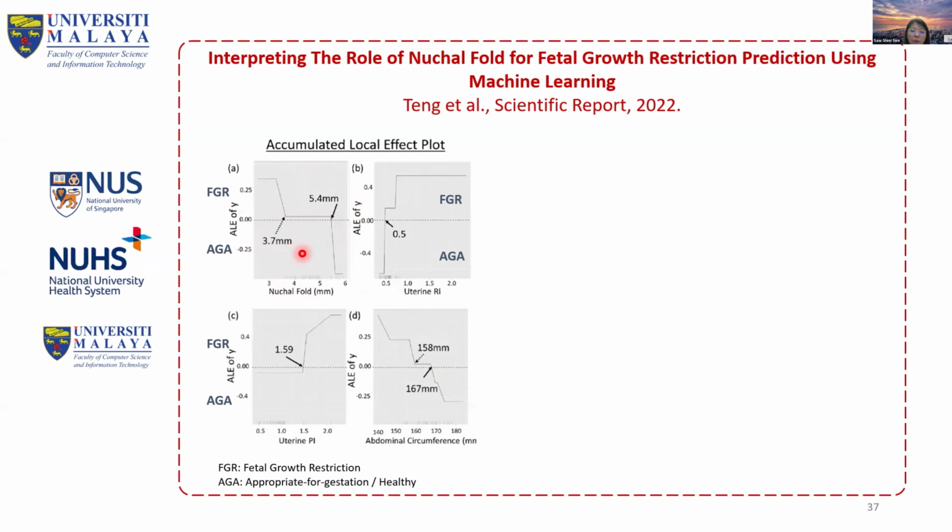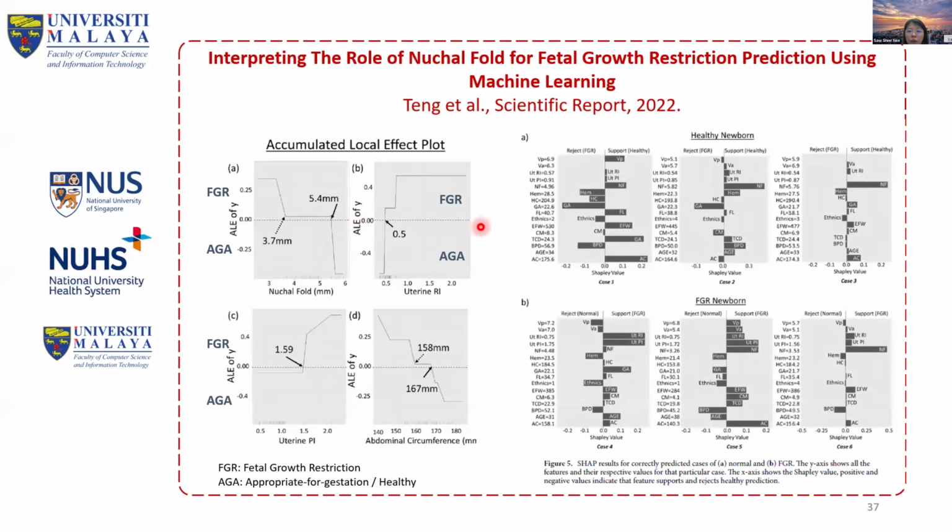So we suspect that maybe the cutoff value can be between 3.7 to 5.4 millimeter for nuchal fold. And also from here, using the SHAP analysis, we can try to understand why this baby is born as a healthy newborn. As you can see from here, the AC, which is the abdominal circumference, the tummy, is very big. So that's why we think the model thinks that the baby is going to be born as a normal baby, because the tummy is very big, which makes sense and also matches our clinical knowledge or domain knowledge.